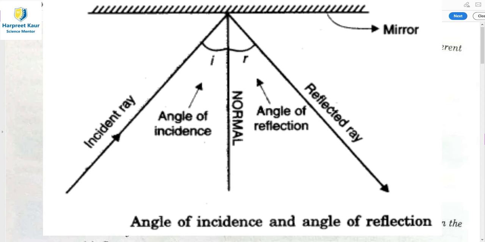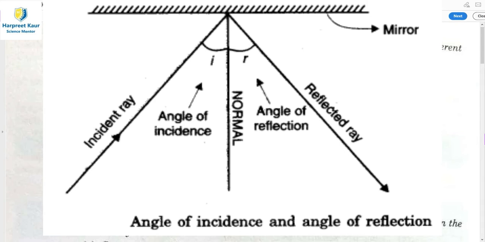So in that way we can see the ray of light which falls on the surface, that is the smooth or shiny surface, that is called the incident light. And the ray that is reflected off or bounces back, that is called the reflected ray. So let's start question number 1.